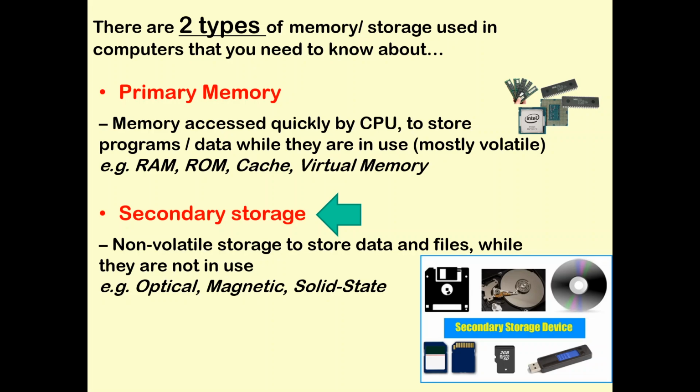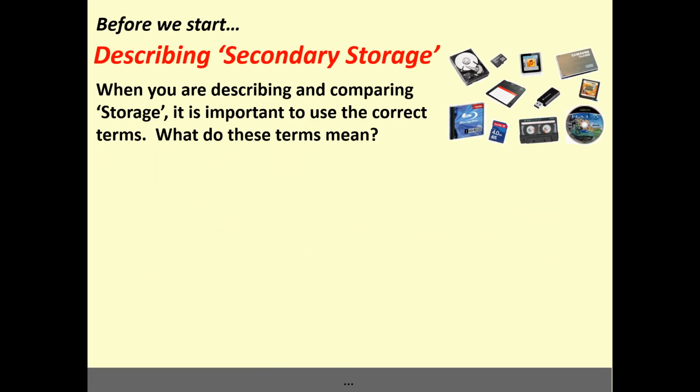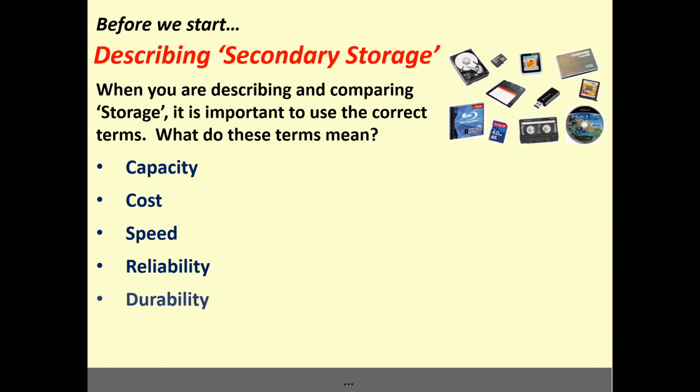Okay, let's move on and have a look. Before we actually look at those three types, optical, magnetic and solid state, there are some key words that you need to know when you're describing secondary storage in particular. You need to know and use these key words: capacity, cost, speed, reliability, durability, and portability. So what do they mean?